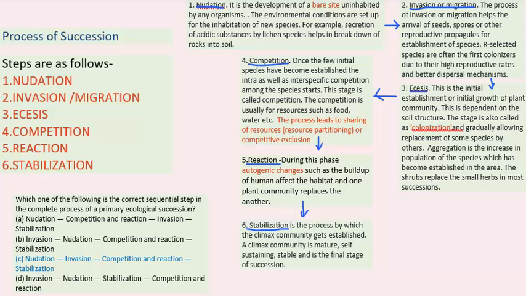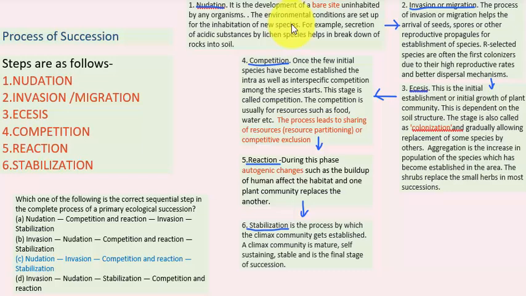Correct. So let's discuss the steps involved in the process. The first is nudation. What does it mean? It is the development of a bare site uninhabited by any organisms, so the environmental conditions are set up for the inhabitation of new species. For example, the secretion of acidic substances by lichen species helps in the breakdown of rocks into soil.